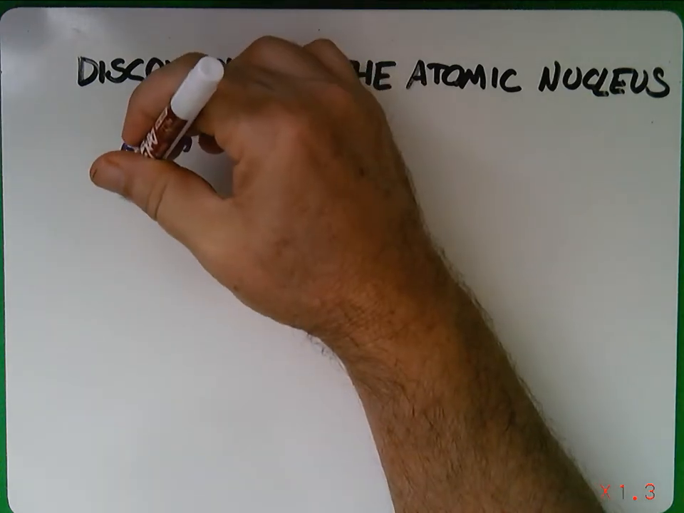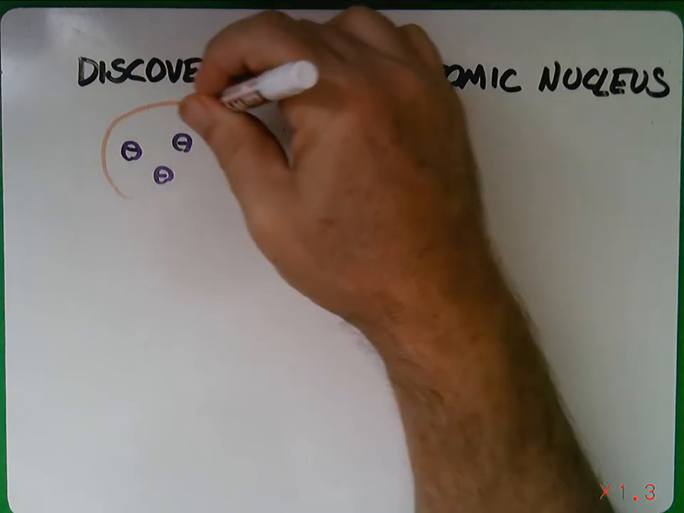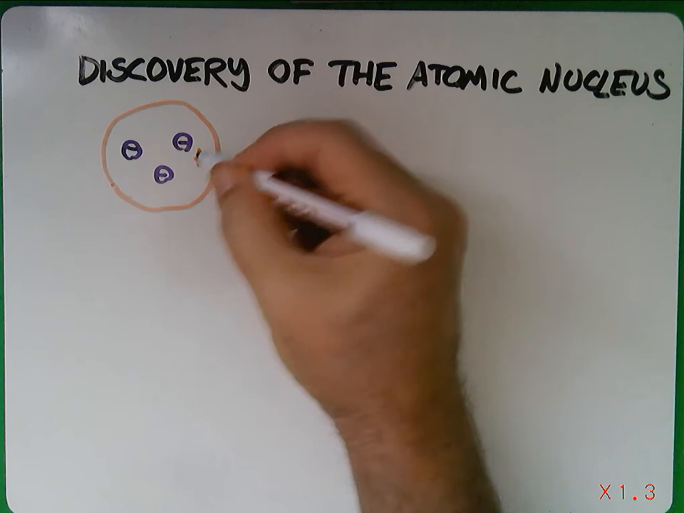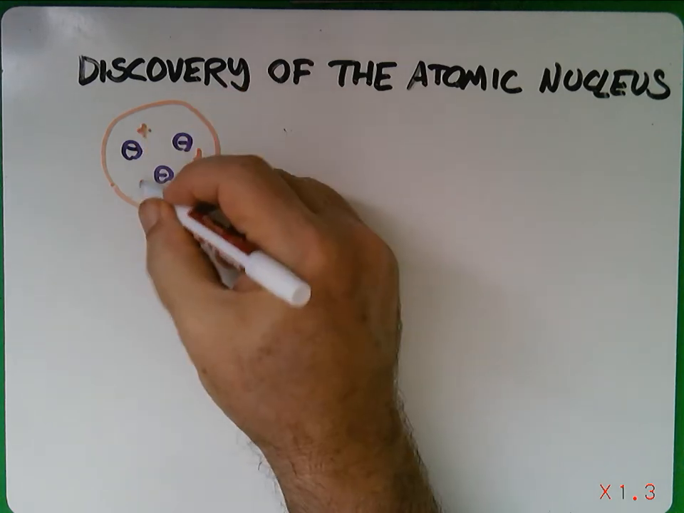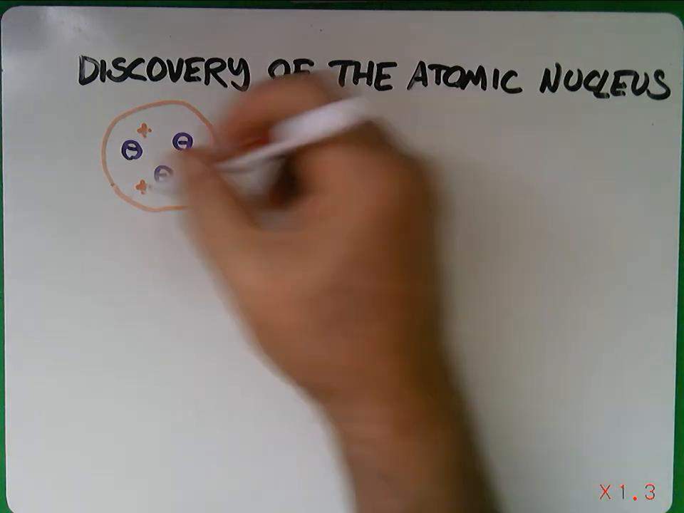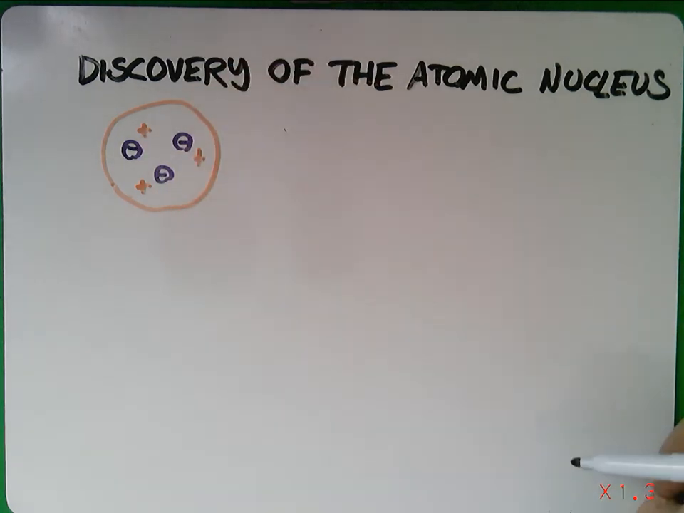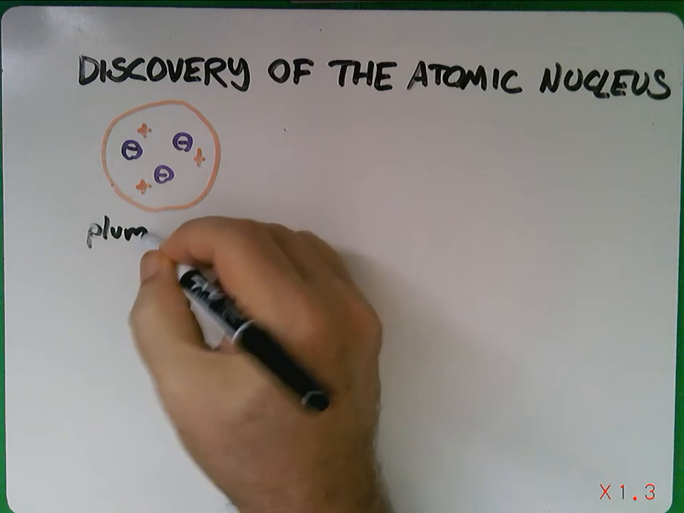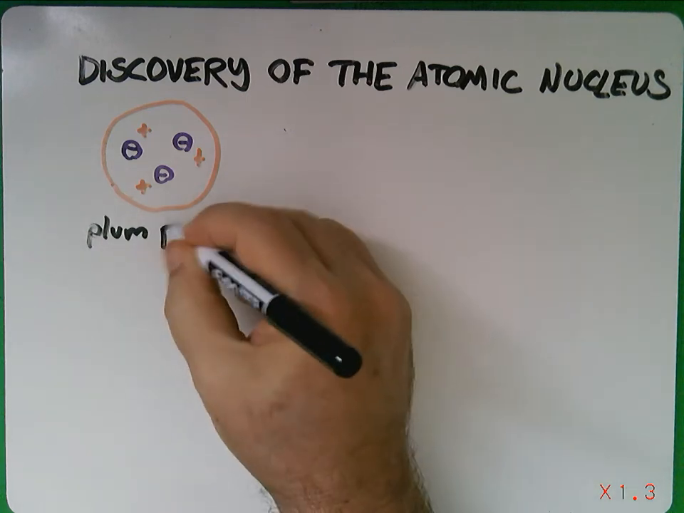Since the atom is neutral, there must be a positive charge in there that balances off every one of the little negatively charged electrons. And he pictured the positive charge as being kind of spread out like a goo. And he called this the plum pudding atom. You can see why. The electrons are like little plums.